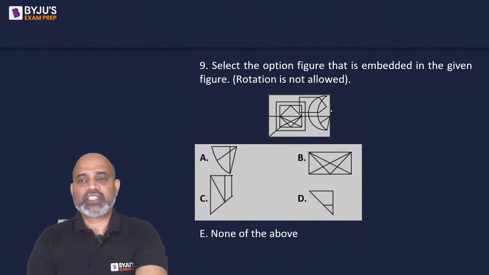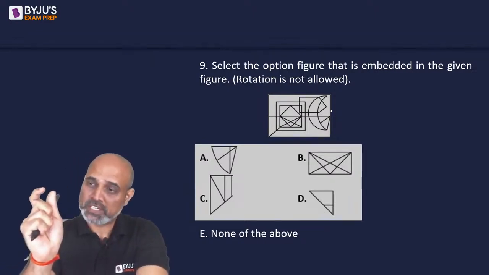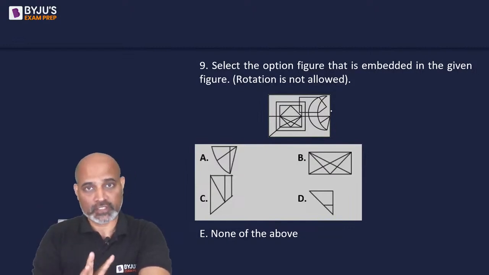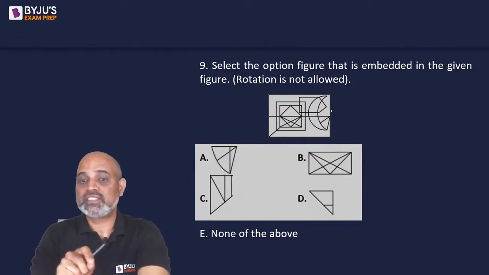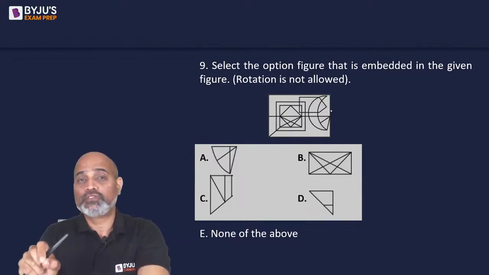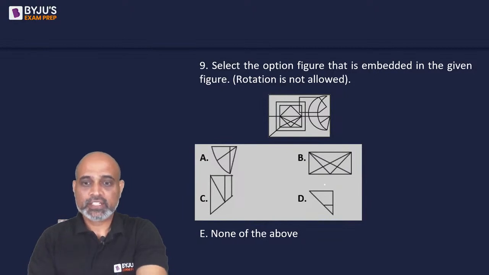Select the option figure that is embedded in the given figure. Rotation is not allowed. So it's the vice versa of the previous question. In the previous question, a small part was given and the options had the larger figure. Here the larger figure is given, and from there you have to look at the options and see which of the figures from the options is there in the question figure, right? So where do we have this? Rotation is not allowed, right?